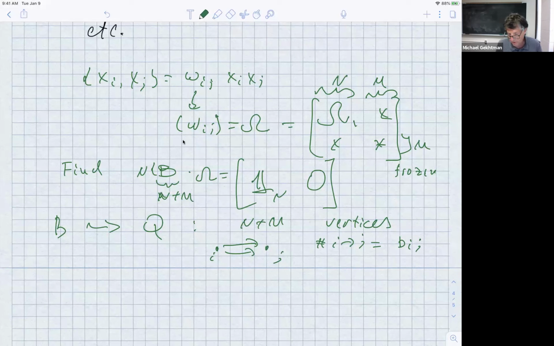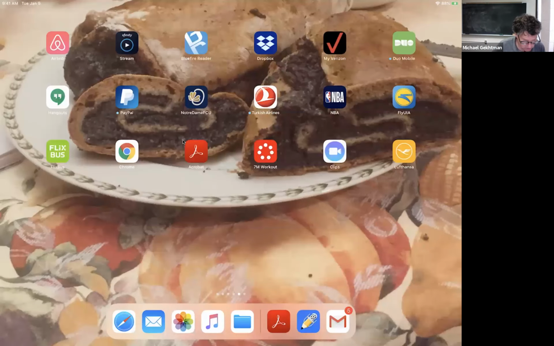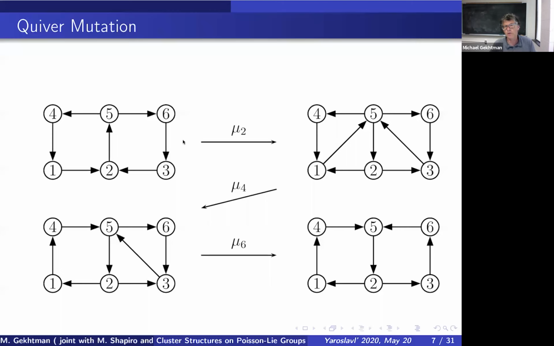In fact, the way we entered this with Misha and Alex this year, we were trying to understand the definition of matrix mutation by Fomin and Zelevinsky somehow geometrically, and it turned out that it's nothing else than a change of coordinates, a change of Poisson bracket under the change of coordinates. All right. So what kind of transformations does this actually give us? This is an example of how the quiver mutation works.